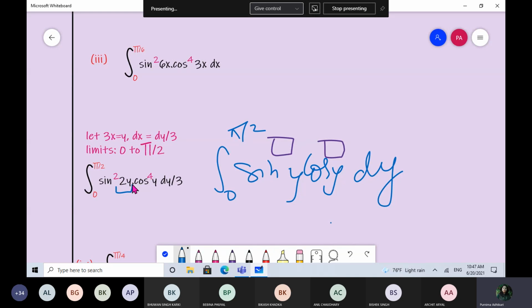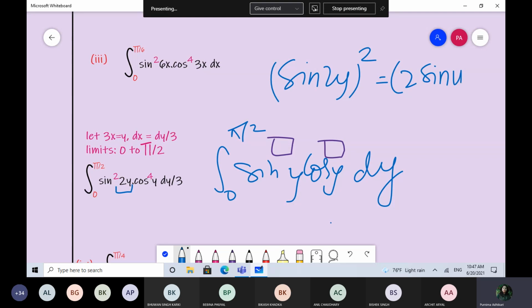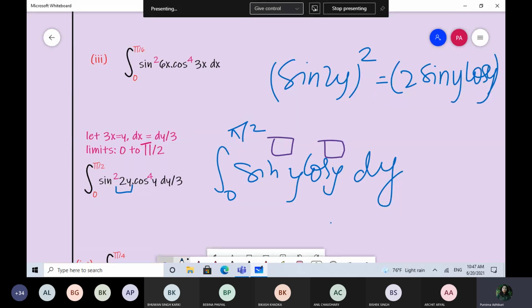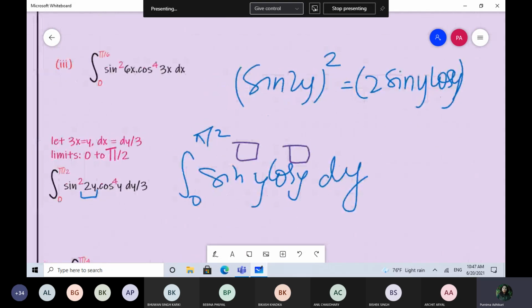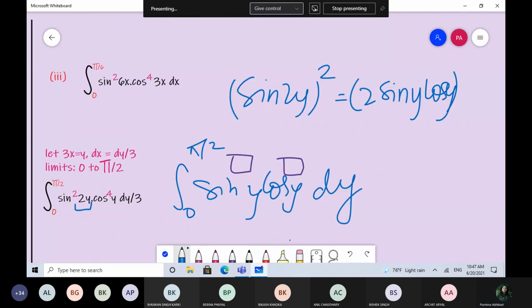So what are we going to do? You just need to know how to deal with this. What is sine 2y? Whole square is also there. So 2 times sine y cos y. Just use the double angle formula, and whole square is there. So you just simplify this expression. After simplification, what are you going to get?